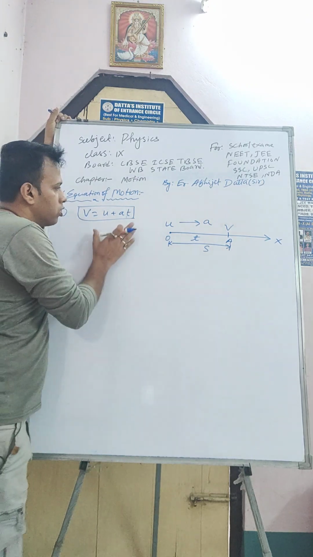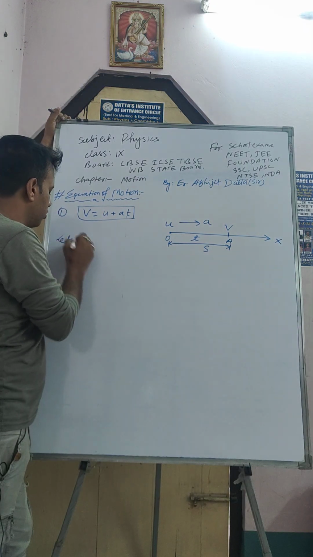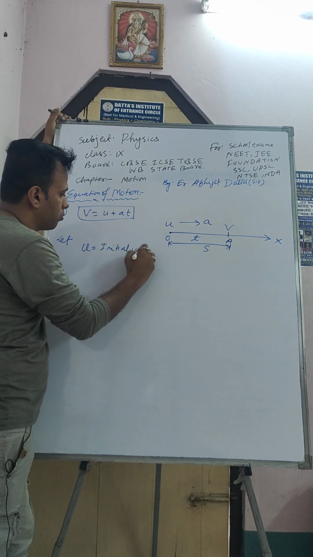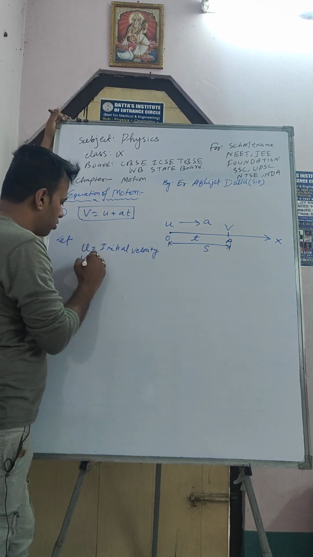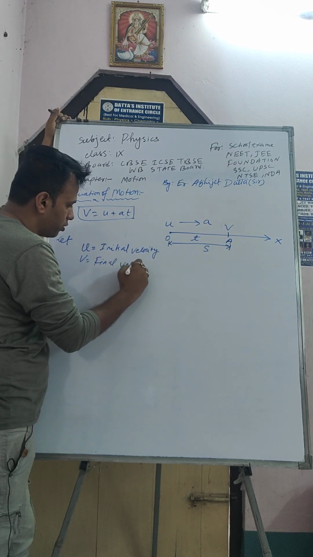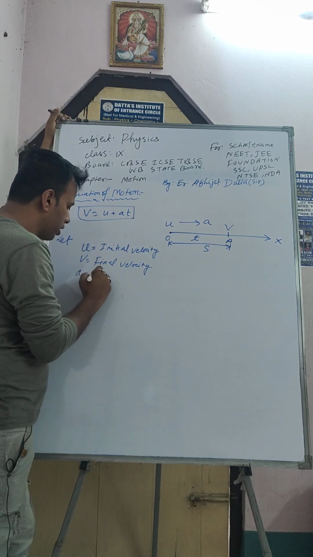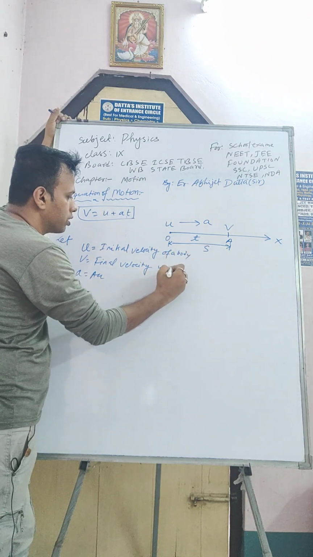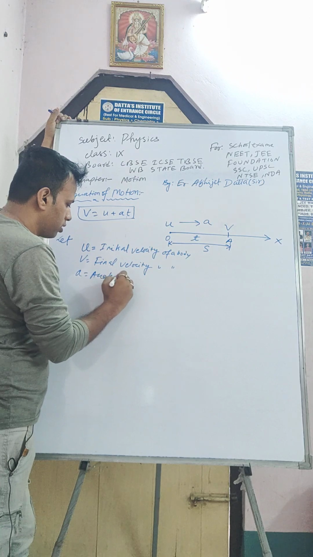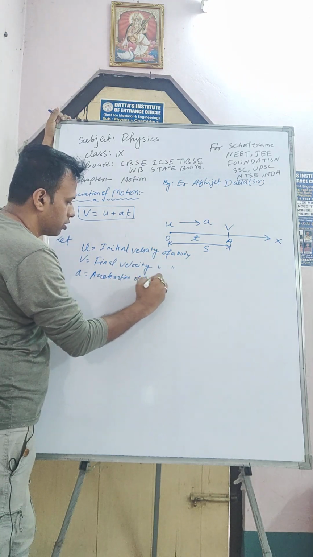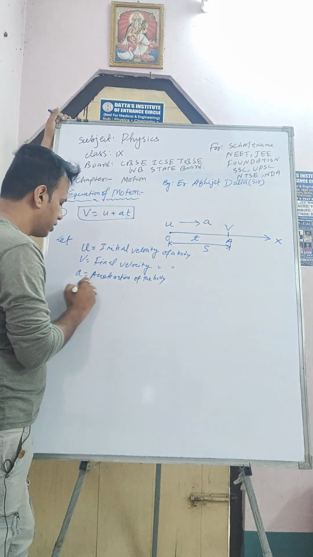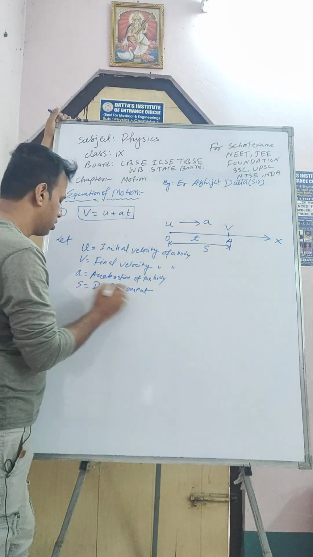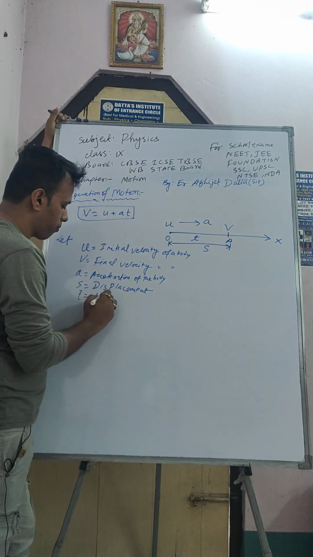Now from that we can write: let u equal initial velocity, v equal final velocity, a equal acceleration of the body, s equal displacement, or you can say distance, and t equal time taken.